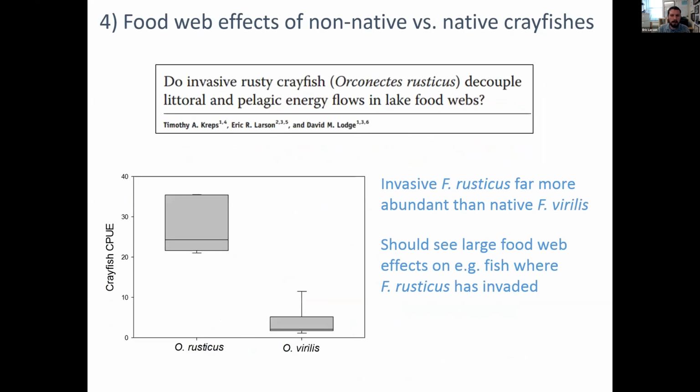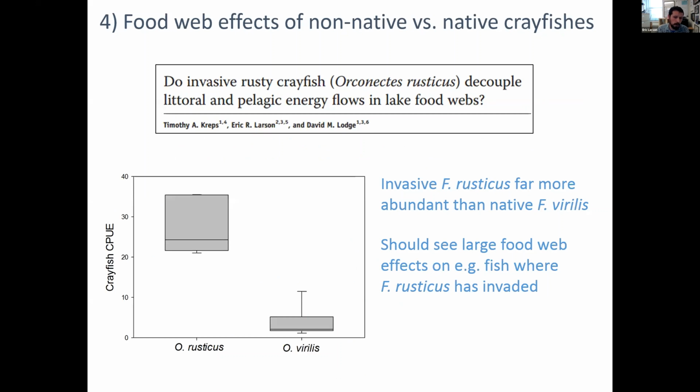So I'll wrap up here on impact by asking, what do we know about the food web effects of non-native versus native crayfish? These tend to be studies that have applied things like stable isotopes to ask how a food web changes pre and post biological invasion, or between invaded and uninvaded lakes.